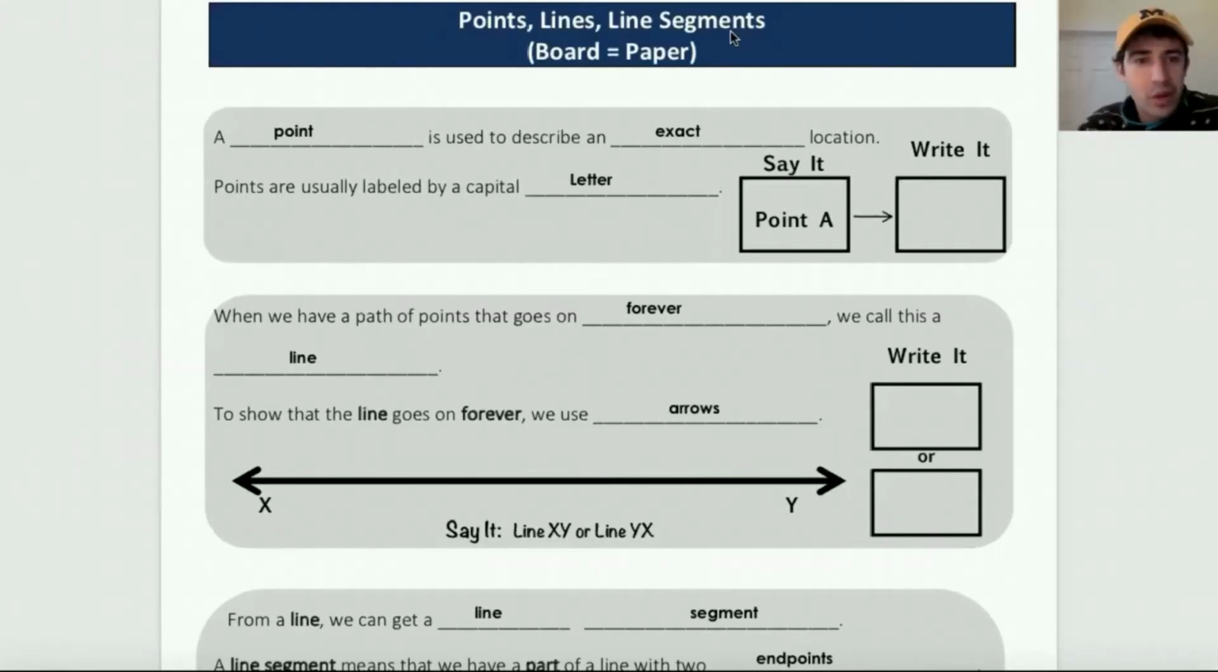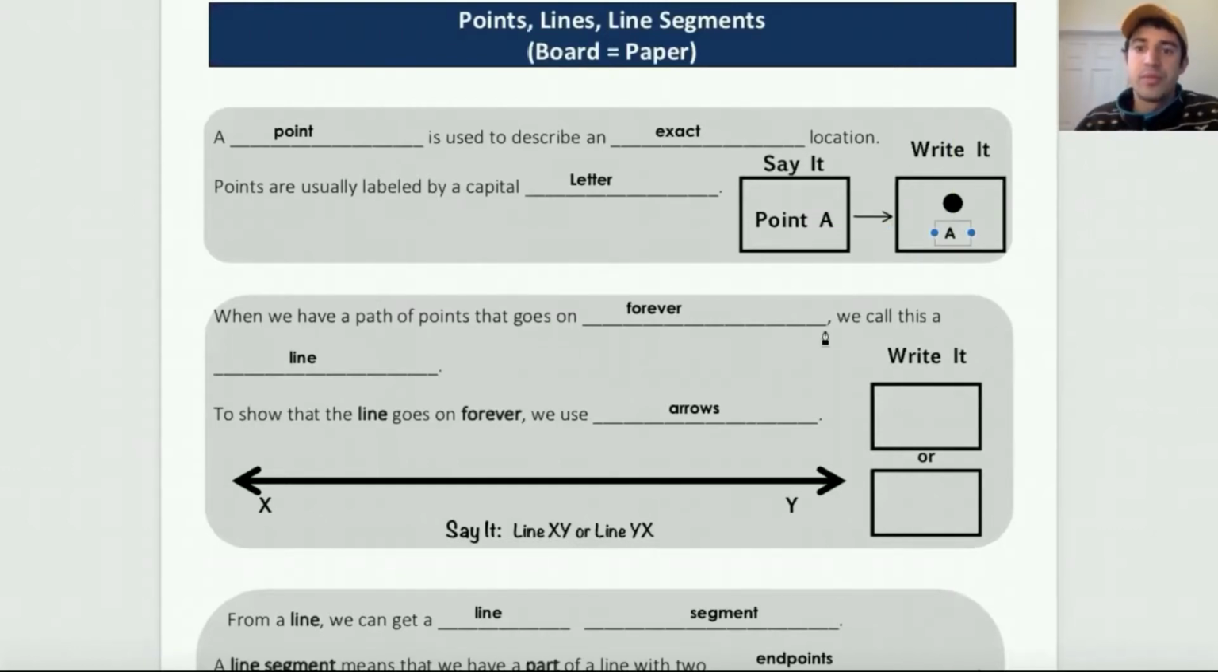All right. So a point is used to describe an exact location. I always think about this when I read a map and I see like the "you are here" and it's like a red dot in a circle. It tells you exactly where you are. Points are usually labeled with a capital letter and like this dot. So when you write point A, you draw a point that looks like that, and then you write, A.